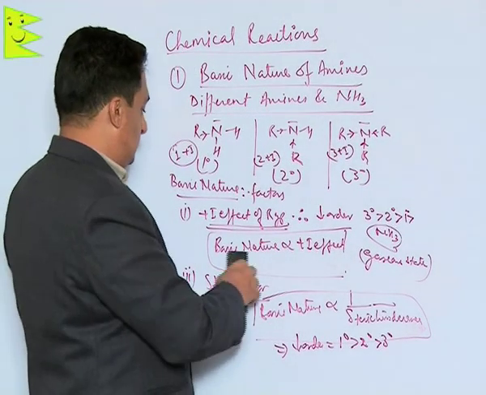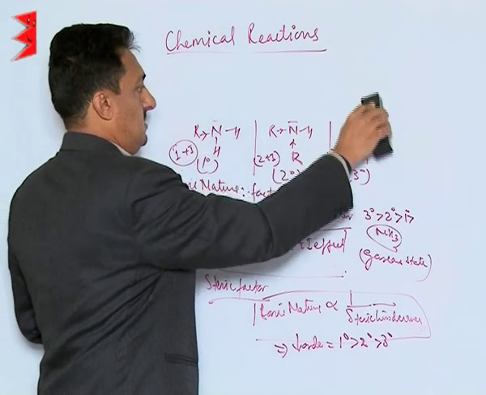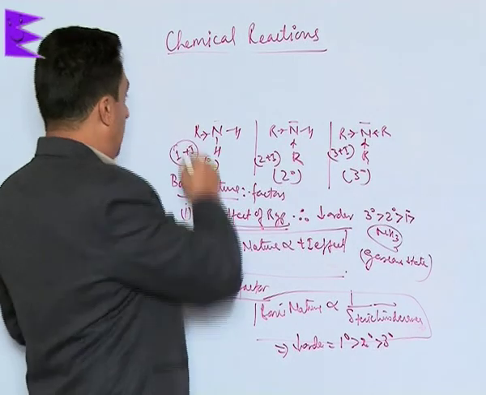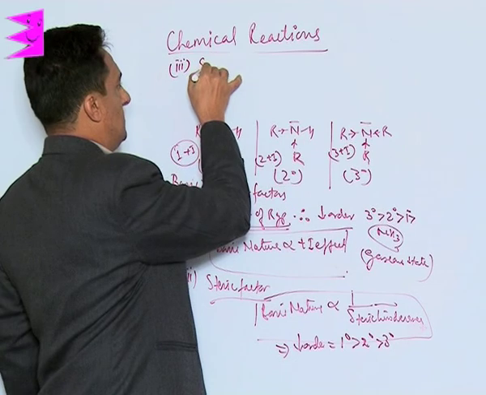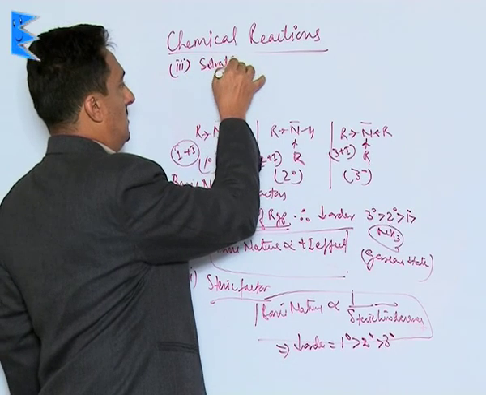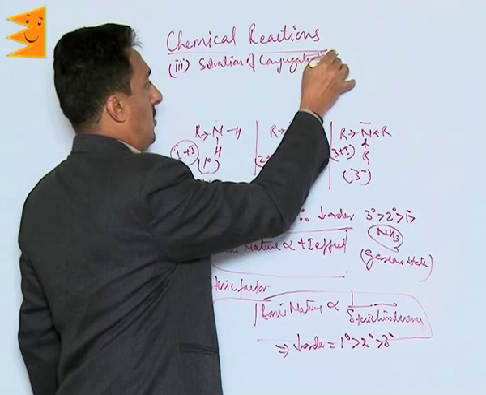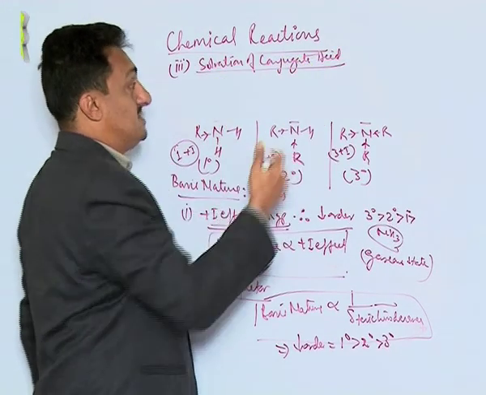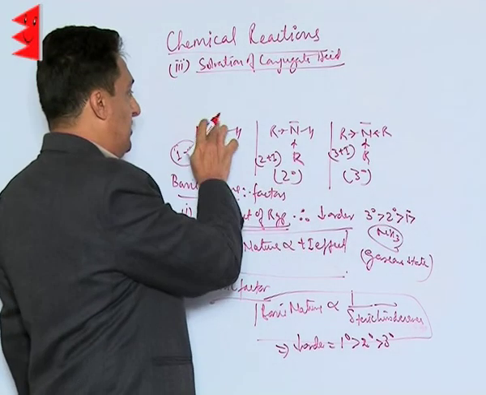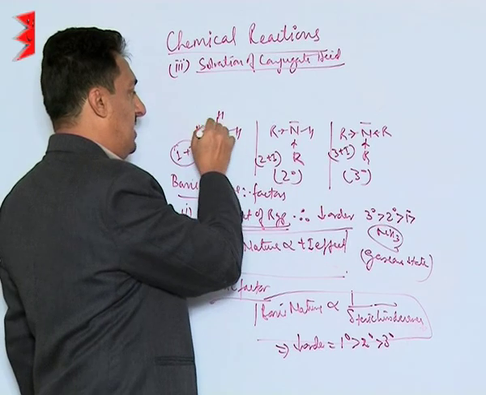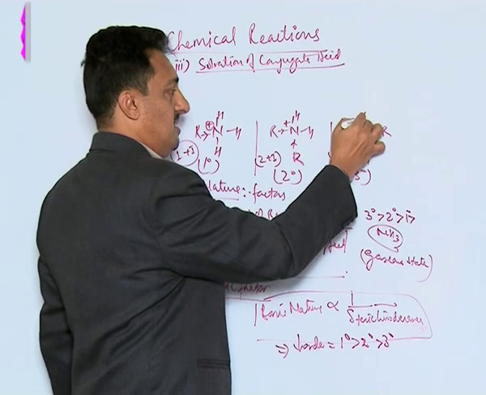The third factor is the solvation of the conjugate acid, or the stability of the conjugate acid which is formed when they combine with water. We know the moment they combine with water, they acquire one more H and a plus charge.